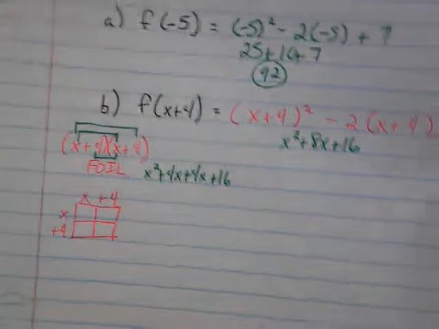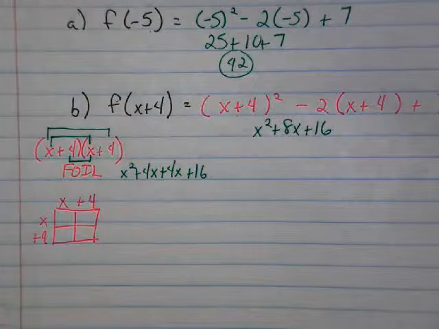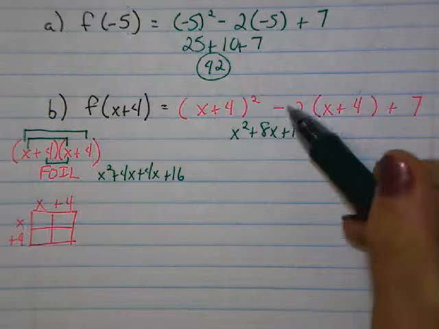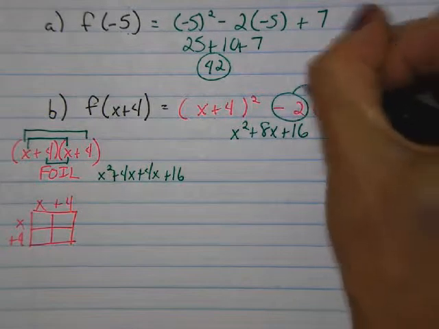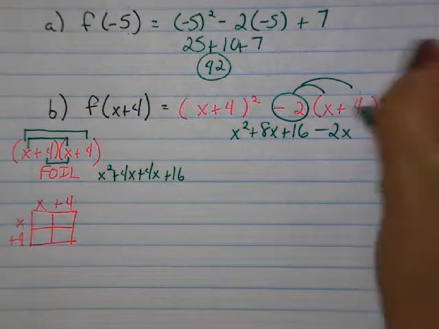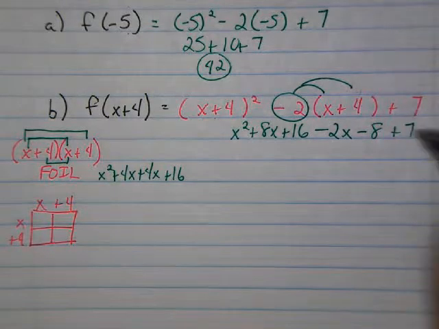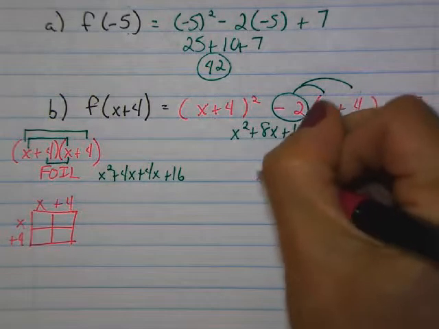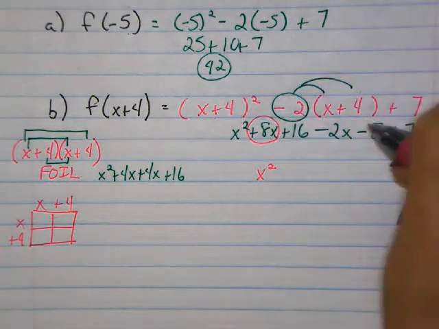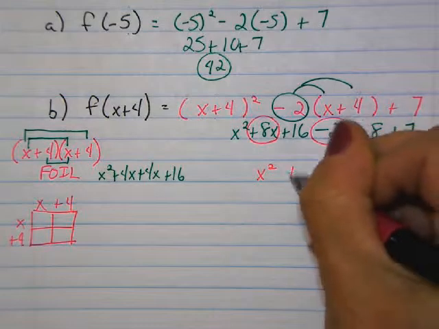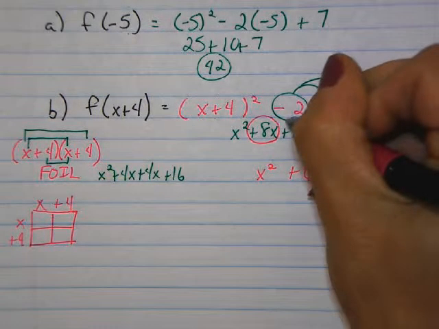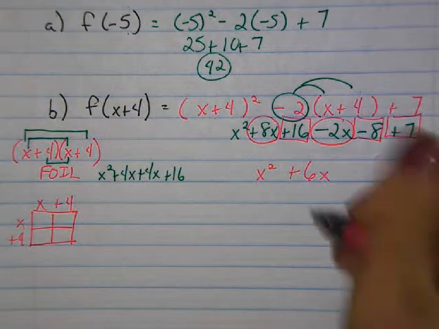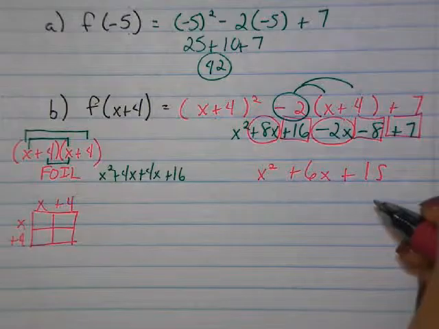Alrighty. Now let's distribute this negative 2. Negative 2x. Negative 2 times 4 is negative 8 plus 7. Now at this point we're combining like terms. So I have x squared. I have a positive 8x, a negative 2x, which gives me 6x. I have a positive 16, a negative 8, and a positive 7, which gives me 15. Okay. Alright, we're good?